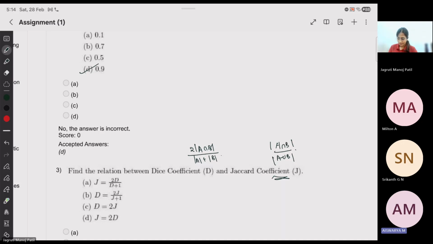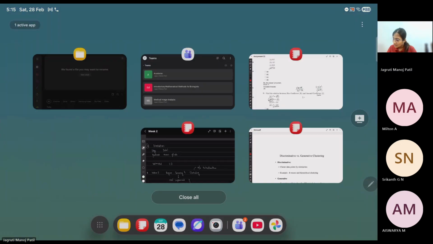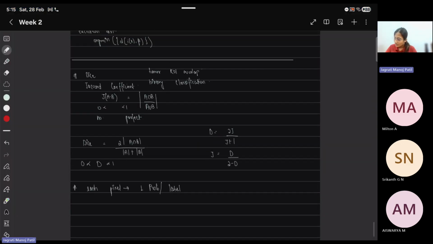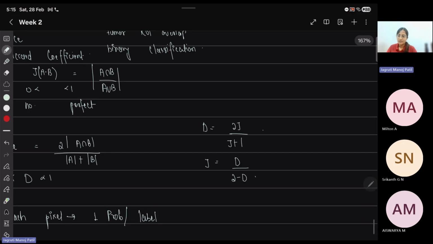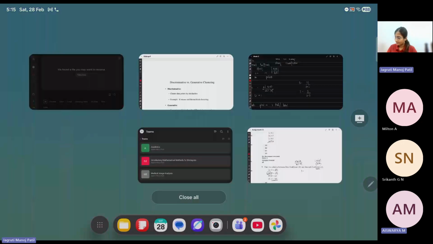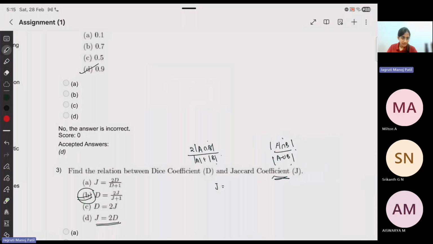It is also option B. J equal to J. Which one? J equal to Judy. This one. No, but you do see this here. So because of that, this is this option. D is equal to 2J by J plus 1. So if you insert this one and this one, also if you do the other way around, you'll get one as this one, the other one would be D by 2 minus D. So that's like option B there.